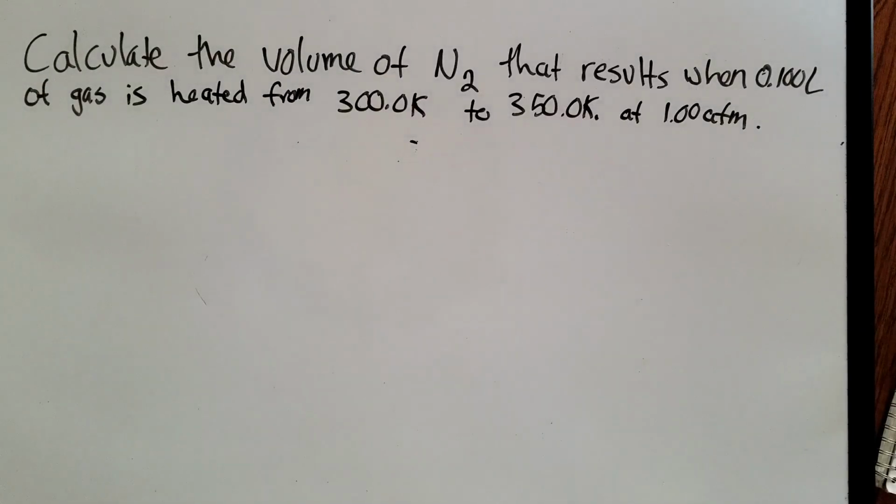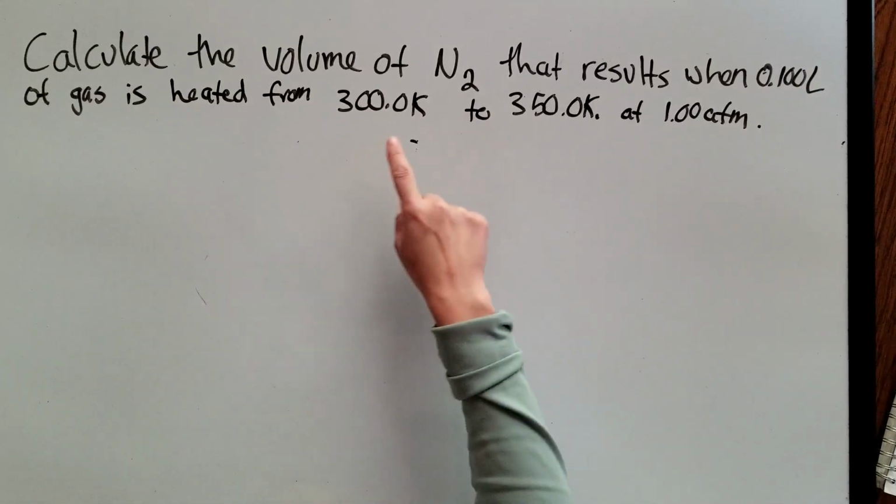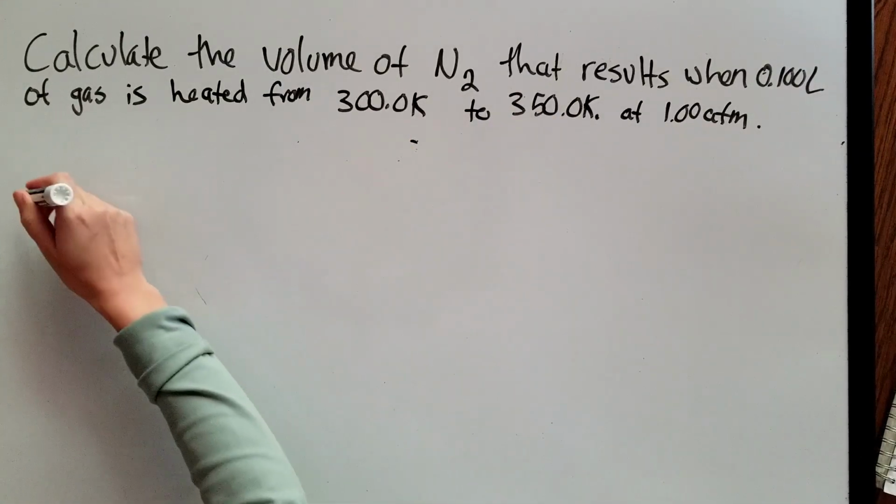Let's try another one. So now we're going to calculate the volume of N2 that results when 0.1 liter of gas is heated from 300 K to 350 K at 1 ATM. All right, so let's start with our knowns and unknowns. So we have 0.1 liters, that's a volume.